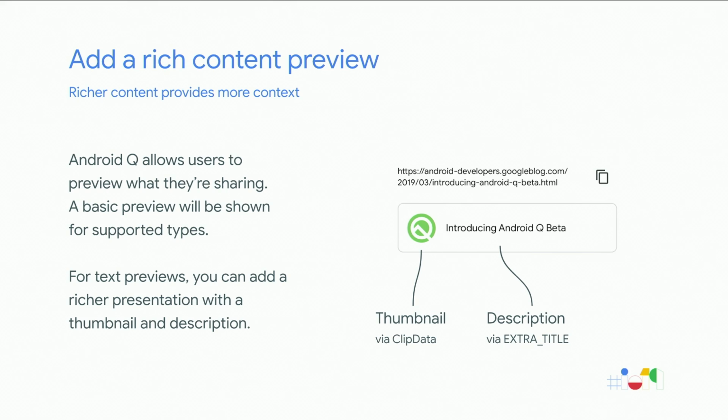In some cases, though, even seeing the exact text of the thing you're about to share is hard to understand. Think a long, complicated URL or a really messy URI. In these cases, a rich preview can provide your users real reassurance of what they're about to send. So for text previews specifically, you can add a thumbnail and description to provide your users that context. Pull this off with clip data and extra title. Let me show you how.